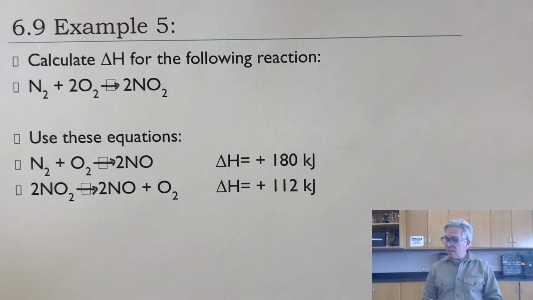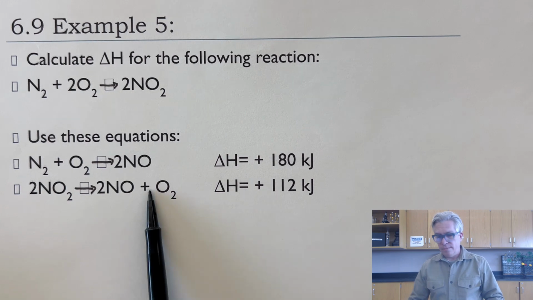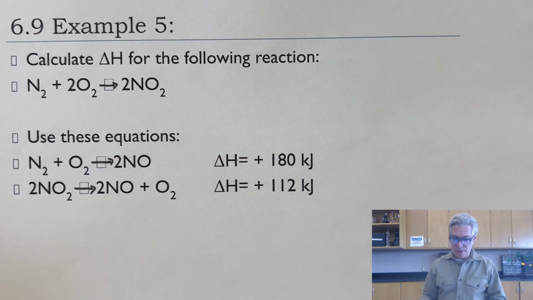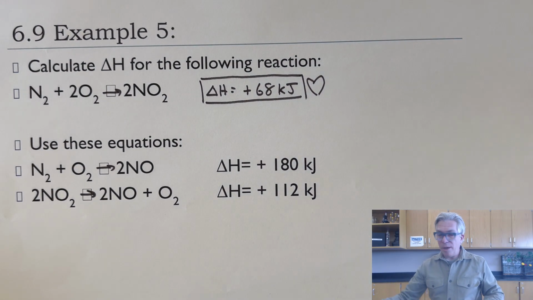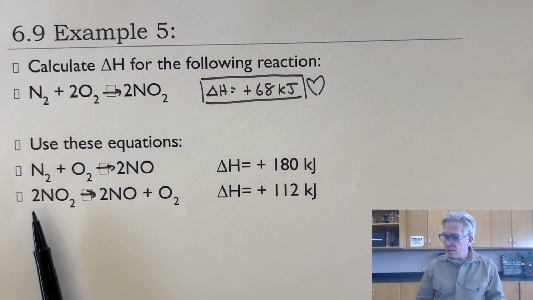Take a moment real quick and see if you can get this one. Try to find delta H for the top reaction using those 2. Be back in here in a couple of seconds. And if you were able to get a positive 68 kilojoules on that, congratulations. We need to reverse this second one and then everything cancels.